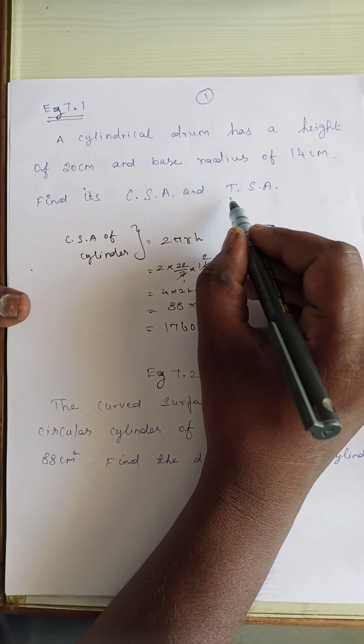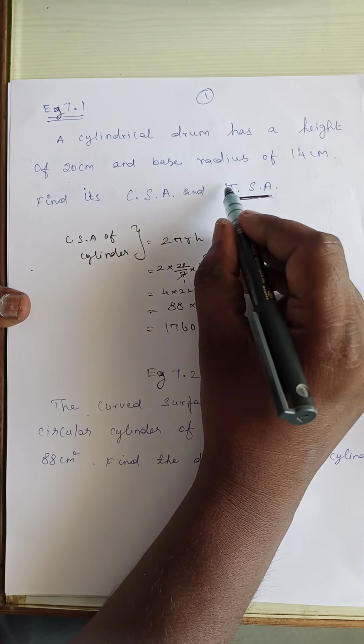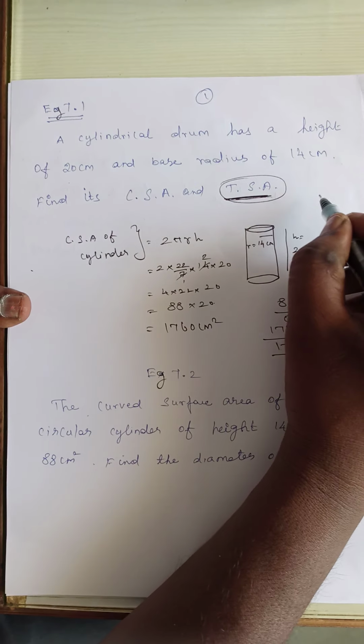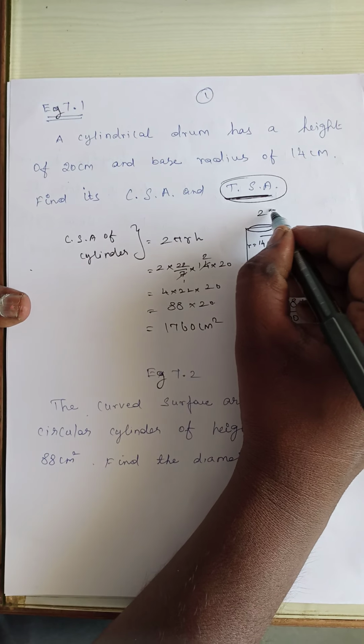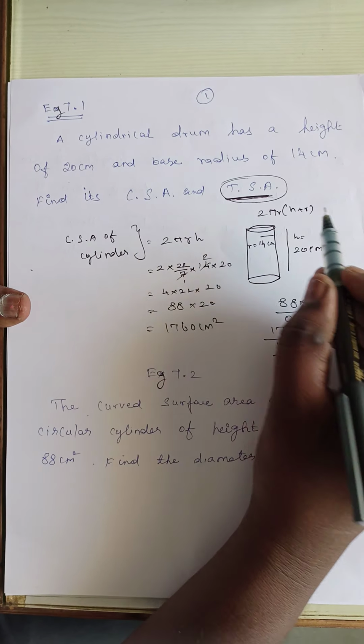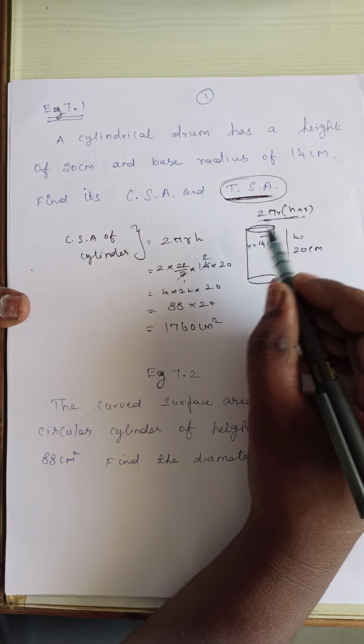Remaining is to find out the total surface area. We can see it in the next video, that is total surface area. You can do it yourself. That formula will be 2 pi R into H plus R. You can do it yourself. I will put the next video.